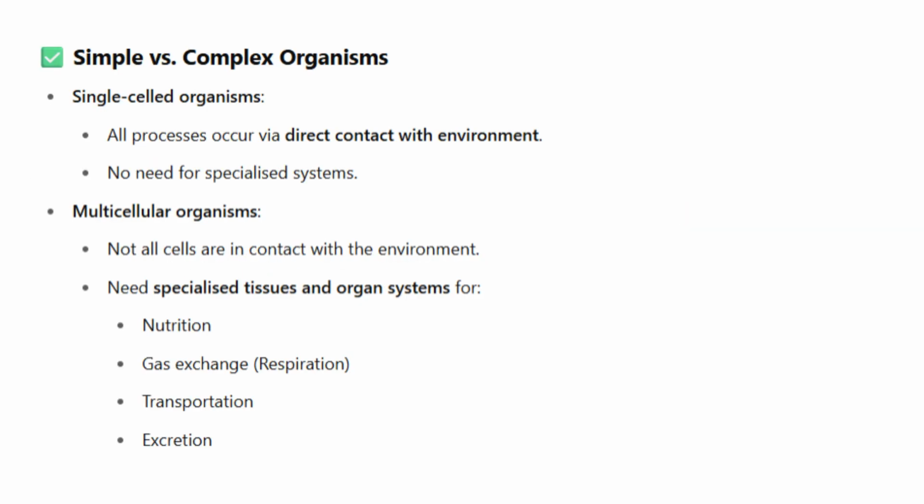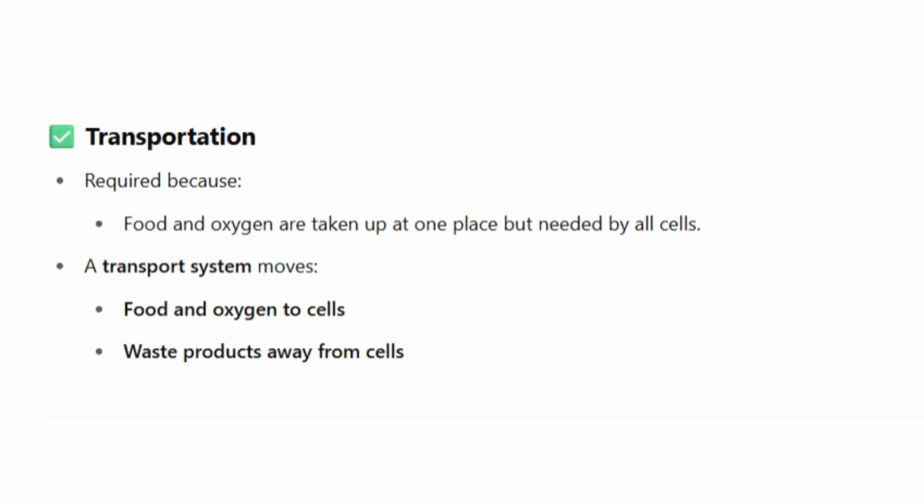Simple versus complex organisms. Single-celled organisms: all processes occur via direct contact with the environment. No need for specialized systems. Multicellular organisms: not all cells are in contact with the environment. They need specialized tissues and organ systems for nutrition, gas exchange, respiration, transportation, and excretion.